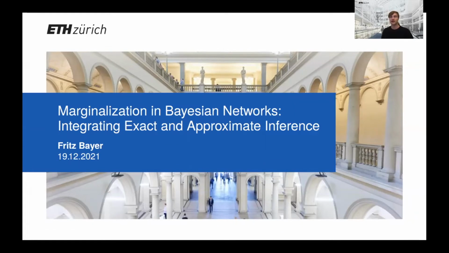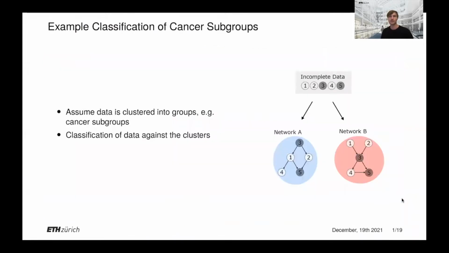Now, before we start diving into the details, let me just briefly motivate why this topic is relevant. So assume that you have data that you want to classify into two groups. As a practical example, that could be the mutational data of patients diagnosed with cancer, and these patients have different cancer subtypes. Now, if you want to use Bayesian networks for this kind of analysis, that is generally possible.